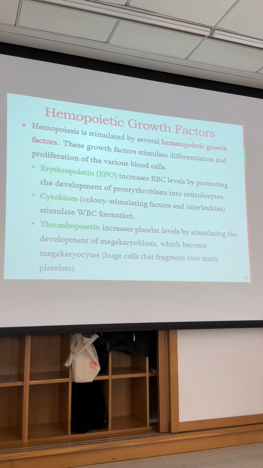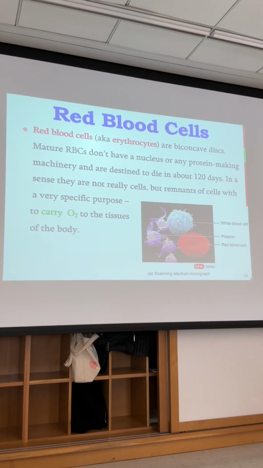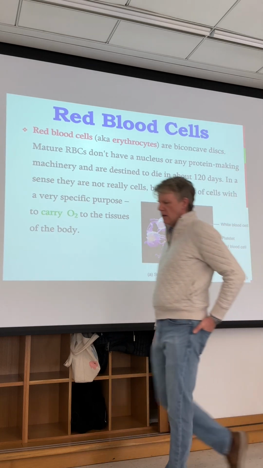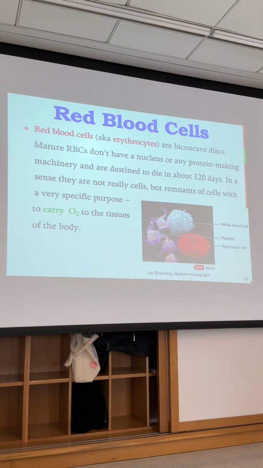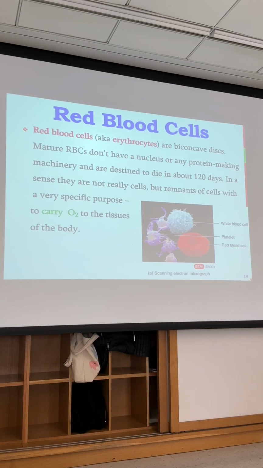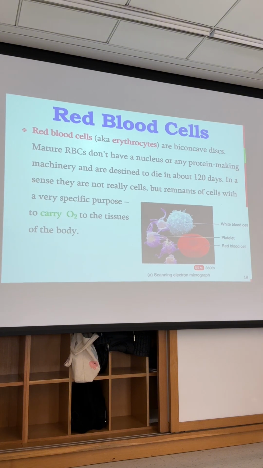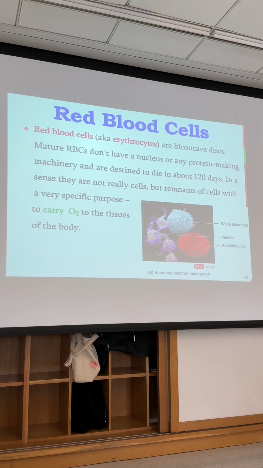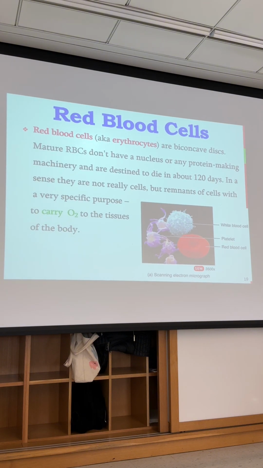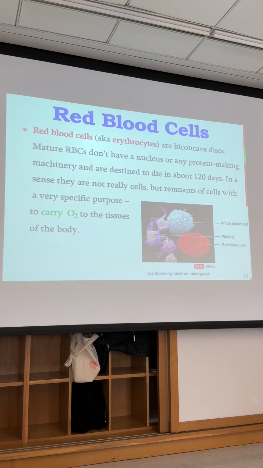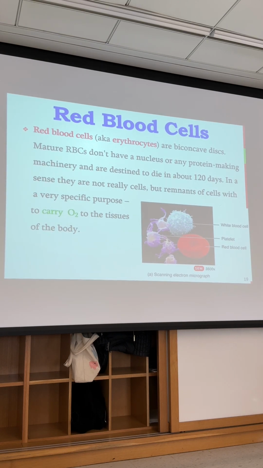All right. So let's talk about the red blood cells in particular. This is the last topic we're going to talk about today, and we'll save the white blood cells for next week. So red blood cells, the other name for red blood cells is erythrocytes. What does erythro mean? Red. What does cyte mean? Cell. So it literally means red cell.